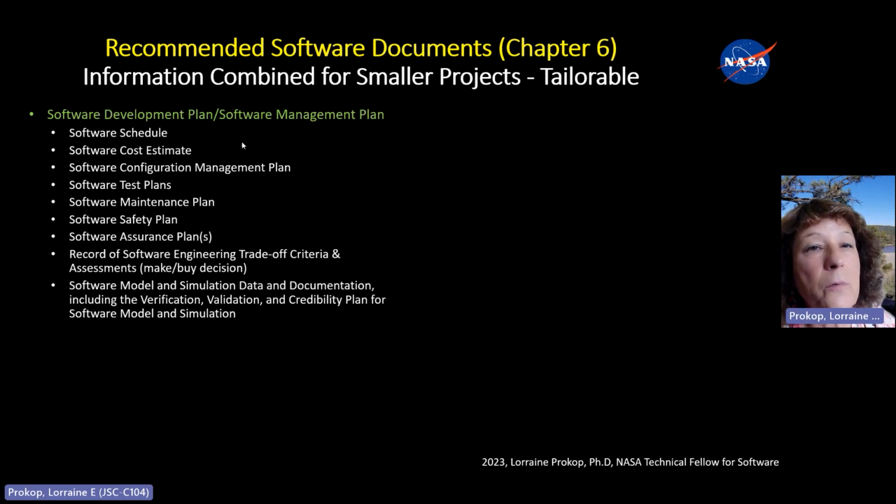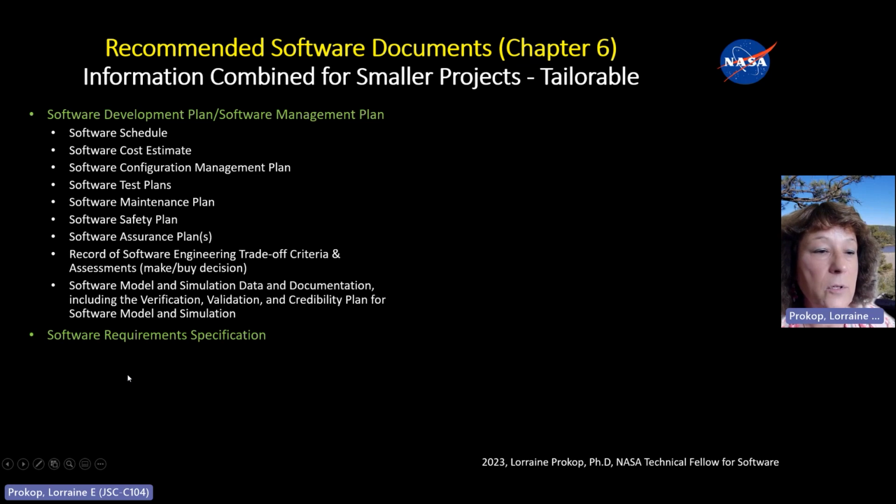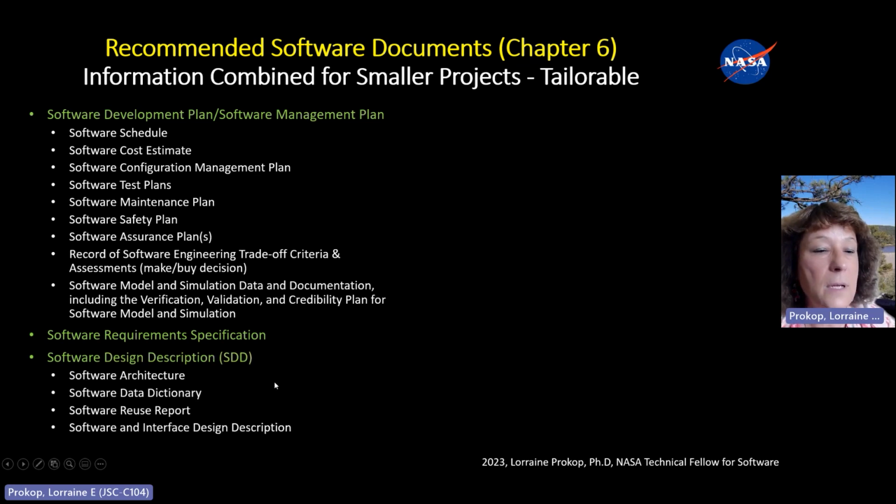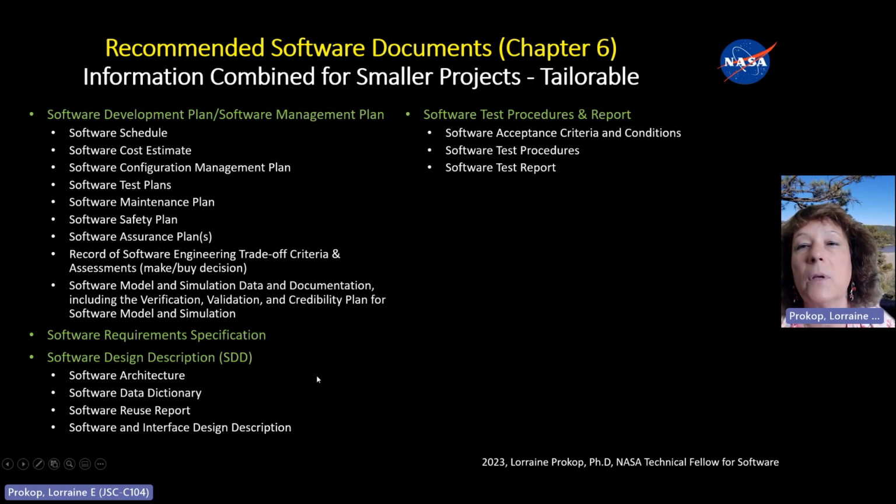But the first deliverable I would suggest, and is required, is a software management plan. You can contain schedule in there, costs, test planning, safety plan, assurance plan, all planning type of things. And then an SRS should be written and an SDD. The SDD should contain software architecture. You can put in the same document the data dictionary, the reuse, and interfaces. But again, larger projects probably break these out into separate documents.